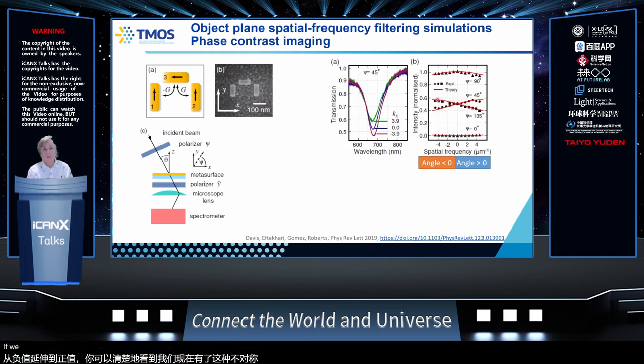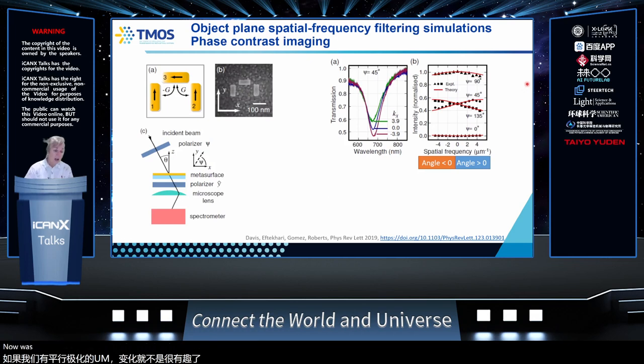If we rotate the input polarizer by 90 degrees, we still have an asymmetry, but we've reversed the contrast. If we have orthogonal polarizers, we have the situation that we looked at before, but the variation with spatial frequency isn't showing up on this particular scale here. If we have parallel polarizers, the variation there isn't very interesting.